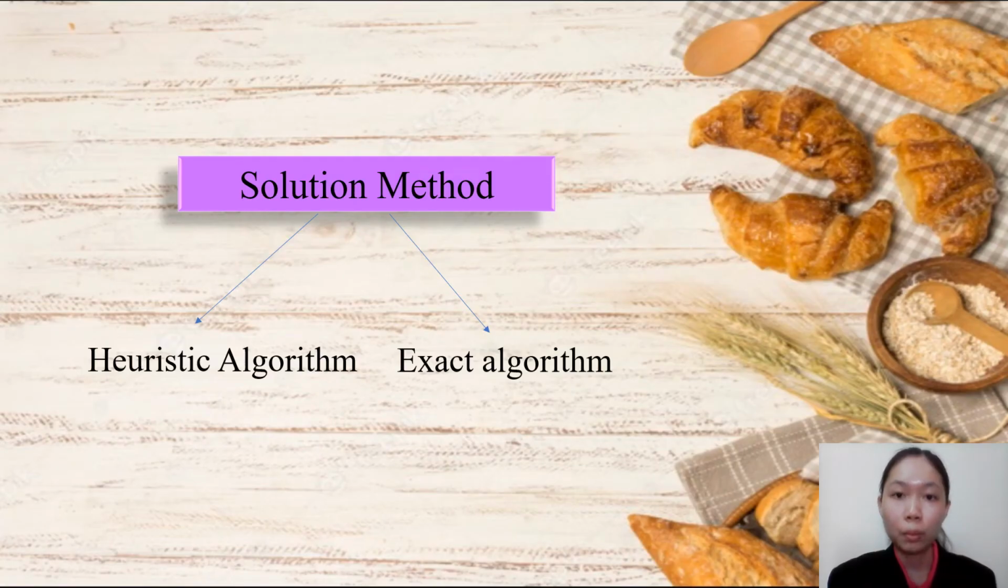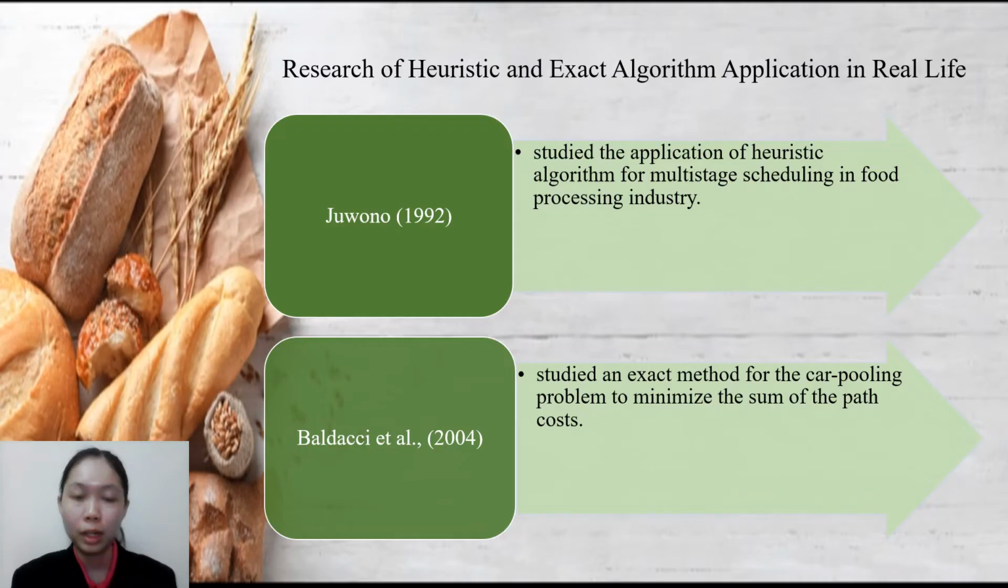Linear programming problems can be solved by using heuristic algorithms and exact algorithms. Many researchers have investigated the application of heuristic and exact algorithms in real-life problems. For example, Zuwono studied the application of a heuristic algorithm for multi-stage scheduling in the food processing industry, and Baldacci studied an exact method for the carpooling problem to minimize the sum of the path costs.